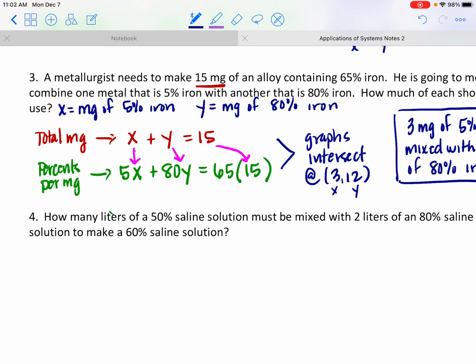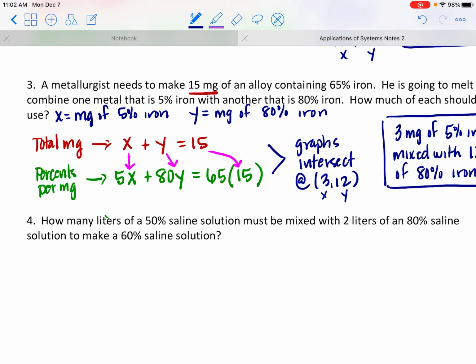So number 4, how many liters of a 50% saline solution must be mixed with 2 liters of an 80% saline solution to make a 60% solution? So again, we have someone that's got a 50% and 80% on hand, but they need a 60%. So how much of the 80% gets mixed with the 50% to dilute it down, or dilute this one up, however you want to look at that, to a 60%? Okay, so how much of each?